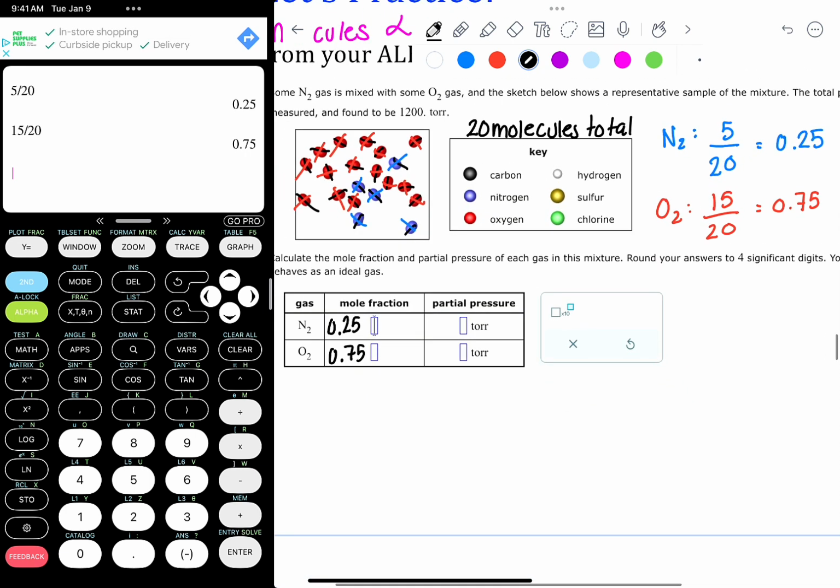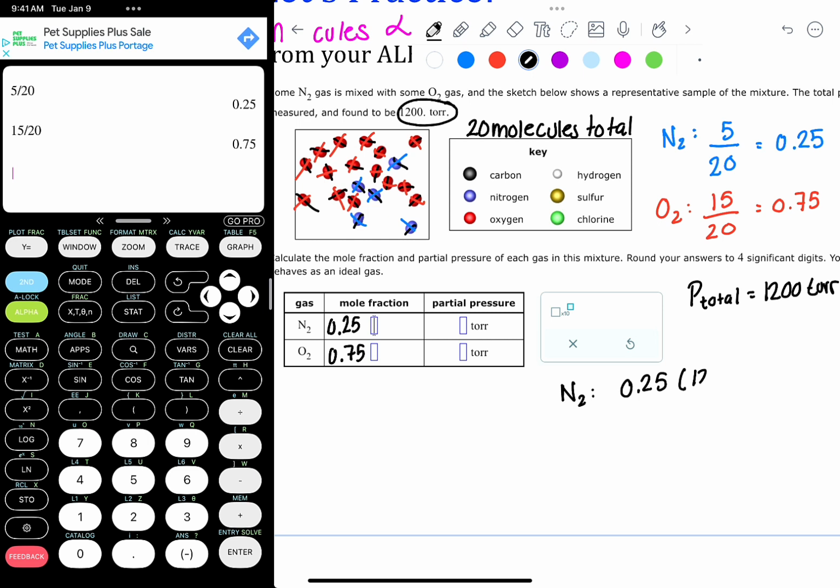Now we can use those mole fractions to find the partial pressure. We know our P total is equal to 1200 torr. So for nitrogen, we're going to take 0.25 and multiply it by 1200. So the partial pressure with respect to nitrogen is 300 torr. And for oxygen, we'll do the same thing, but use 0.75 as its mole fraction times 1200.